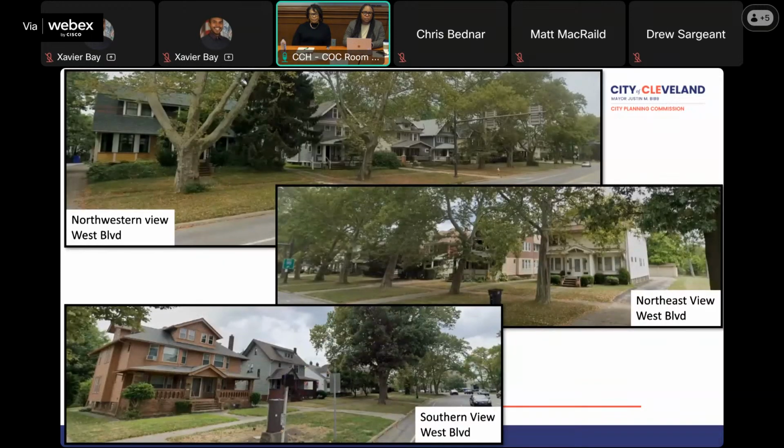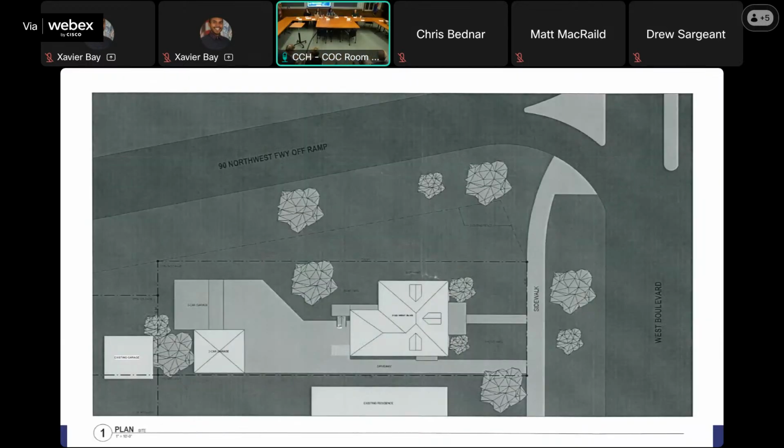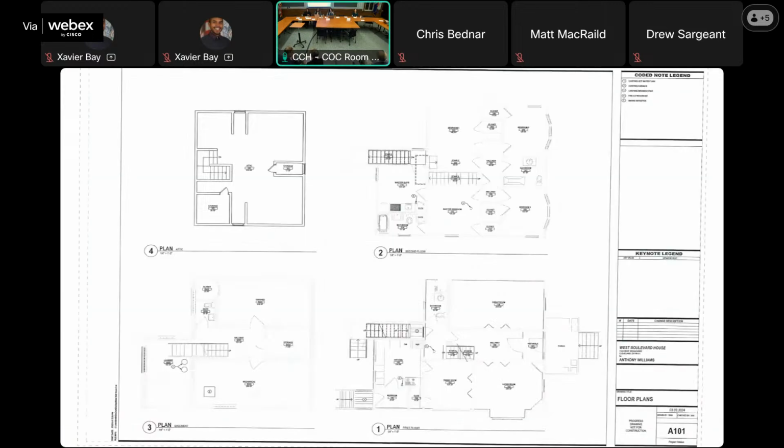Here I displayed a couple of snapshots of the current residential context along West Boulevard. Here you'll see the site plan provided by the applicant. They do display some parking in the rear. They are right next to the off-ramp of 90. And here you'll see some of the floor plans provided by the applicant. I believe it's 2 stories. You have a basement. There are about 4 bedrooms.